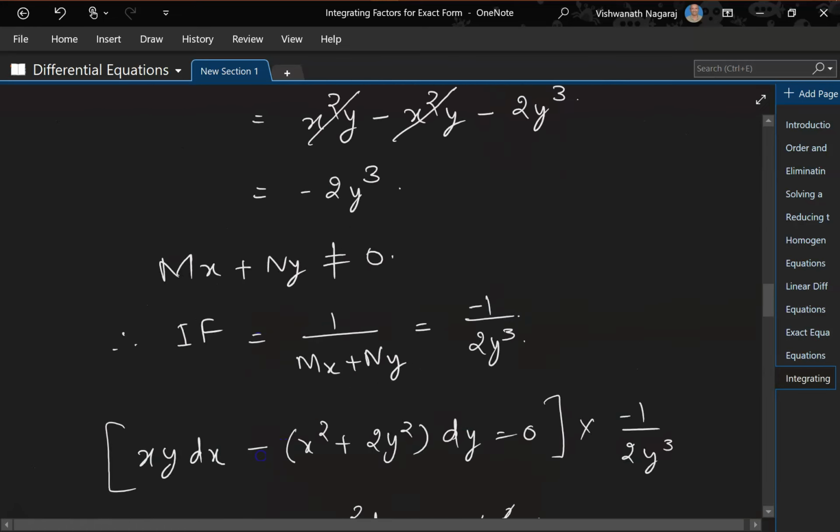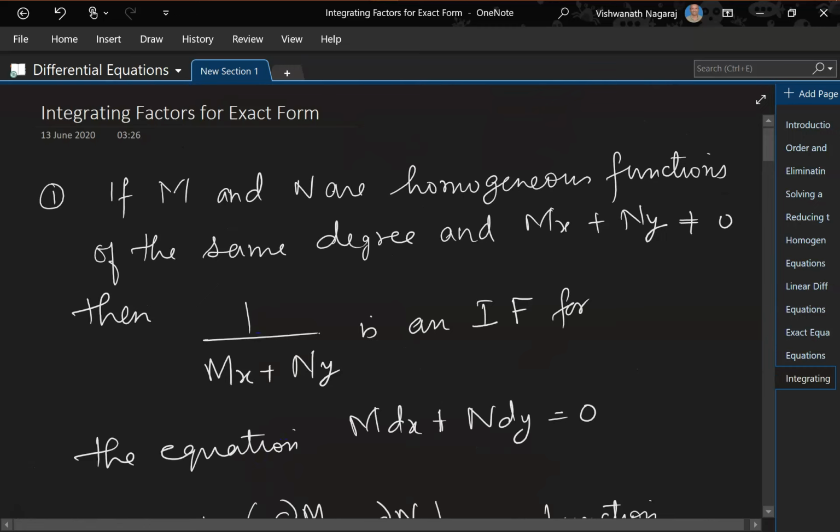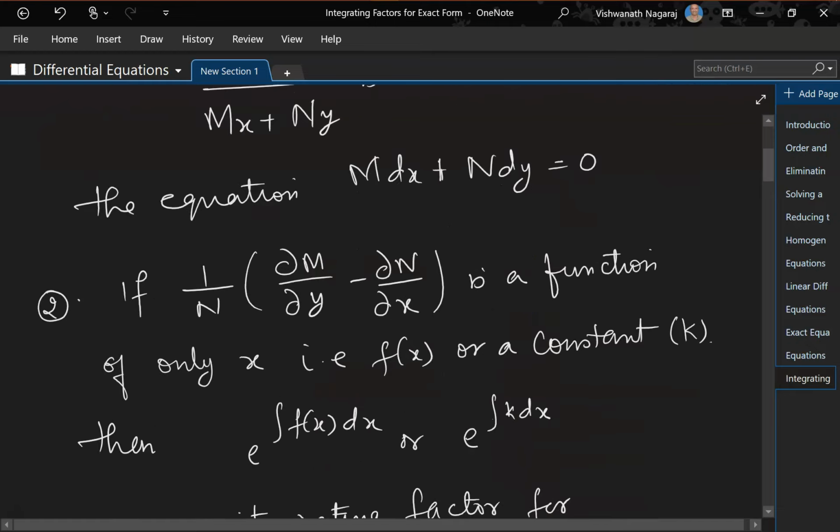There are 4 rules. Just check, is it a homogeneous function? M and N, are they homogeneous of the same degree? Then straightforward, your integrating factor would be 1 by Mx plus Ny. Take M, multiply it with x. Take N and multiply it with y. Add them together and take its reciprocal. That will be your integrating factor.